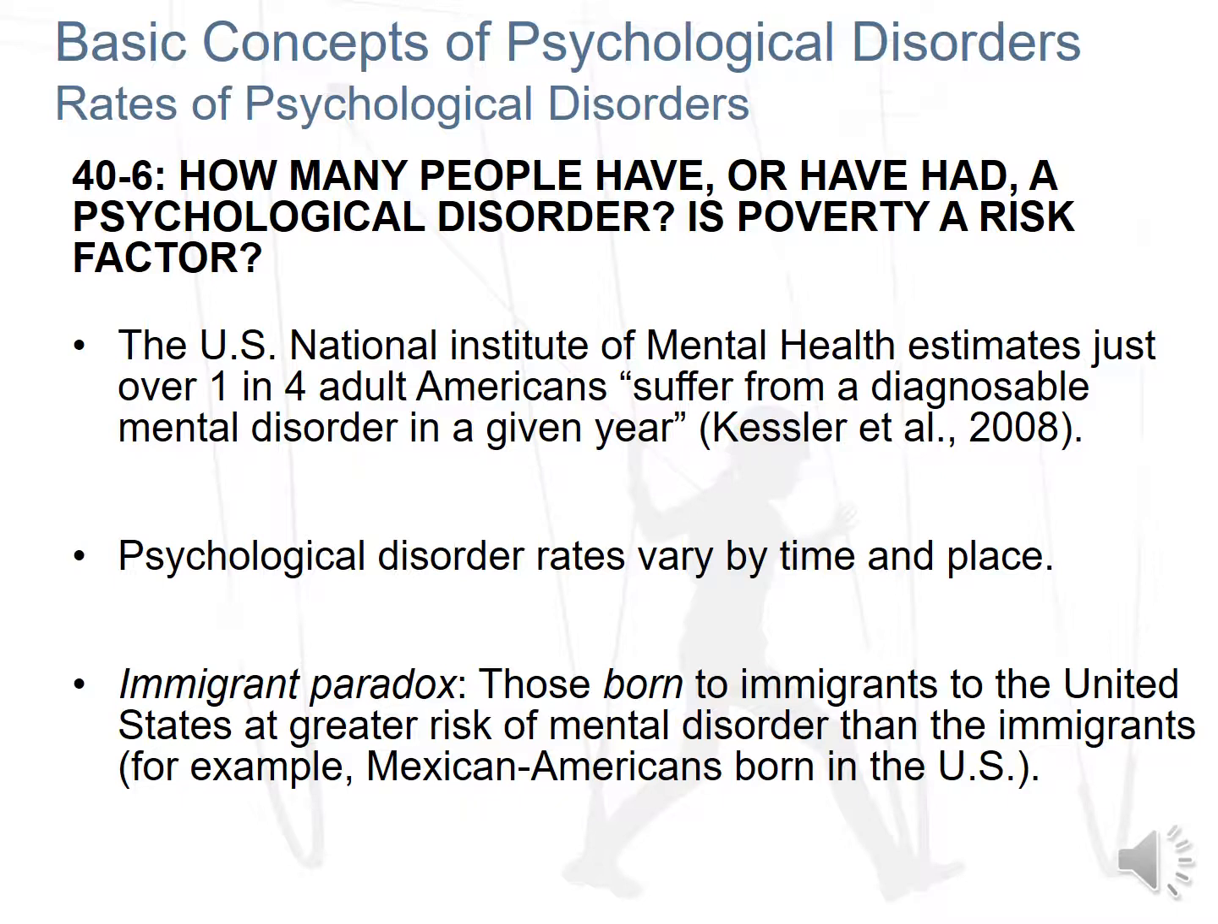40-6. How many people have or have had a psychological disorder? Is poverty a risk factor? The U.S. National Institute of Mental Health estimates just over 1 in 4 adult Americans suffer from a diagnosable mental disorder in a given year. Psychological disorder rates vary by time and place. The immigrant paradox: those born to immigrants to the United States are at greater risk of mental disorder than immigrants, for example, Mexican Americans born in the U.S.